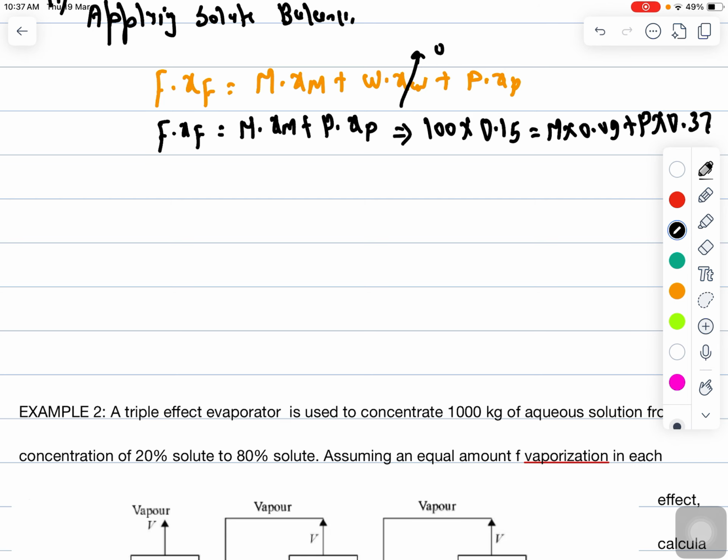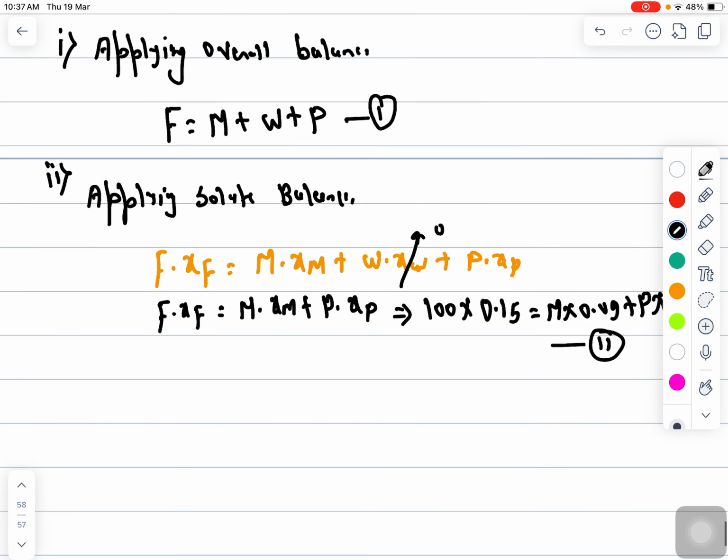Right. So let's say this one is my equation second, and this one is my equation first. So here you will be getting F, that is equal to 100, that is equal to M plus W plus P. This is our equation first. Is that clear?